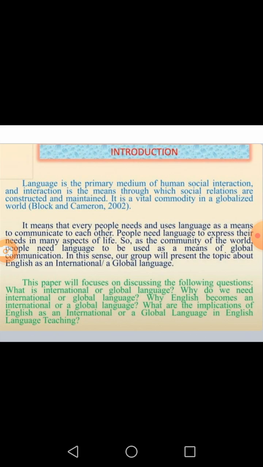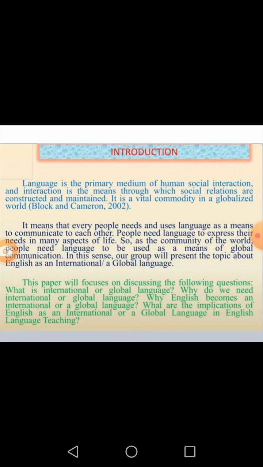First of all, I want to ask you: do you know what language is and why we use different languages for communication in different areas? Language is the primary medium. We know that English is now a global language. But what is language? First, we should understand the meaning of language and for which purpose we use it. Language is the primary medium of human social interaction, and interaction means that through it, social relations are constructed and maintained.